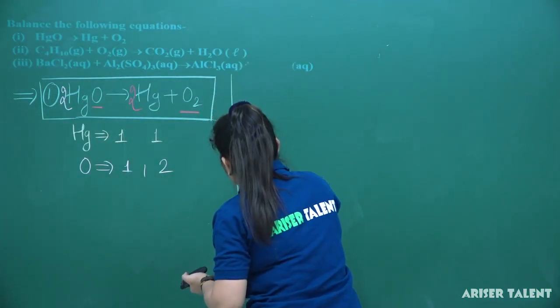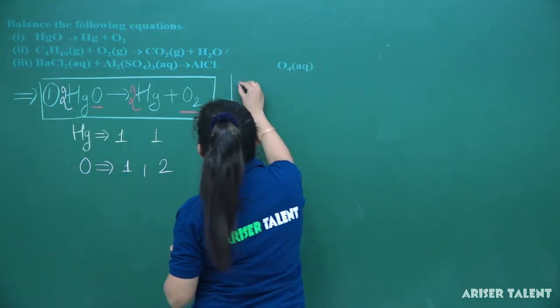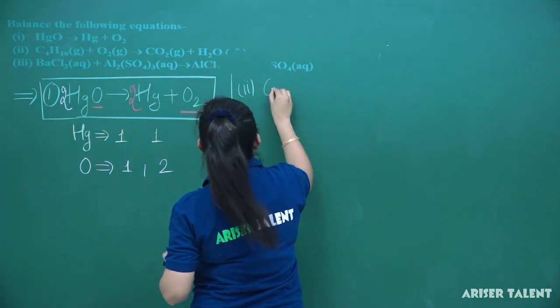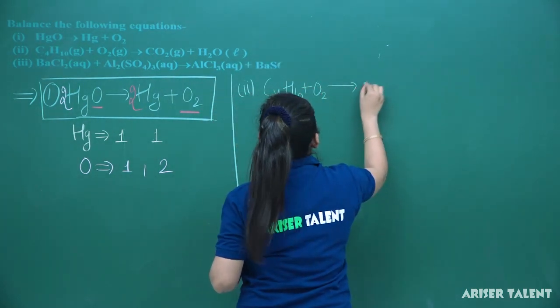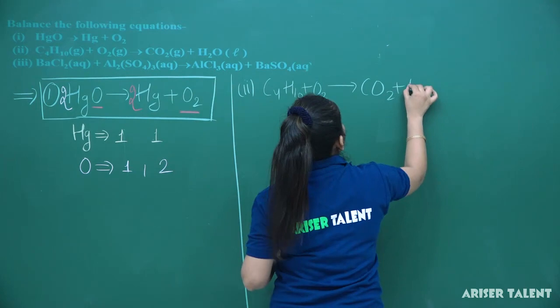Now we are coming to our next question, that is C4H10 plus O2 gives CO2 plus H2O.